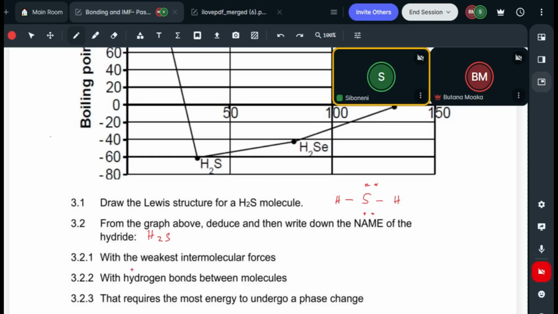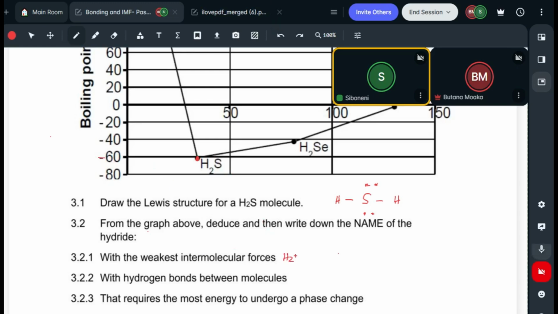Okay, so with the weakest intermolecular force, what's going on in 3.2? I don't understand, because I'm trying to read the question and it's not making sense. Refer to intermolecular forces and energy. Oh, this is for 3.2.1, because in 3.2.1 they say from the graph deduce, then write down the name of the hydride with the weakest intermolecular forces. The weakest is this one, because this is the one with the lowest boiling point here. So it's H2S. So this is just going to go there.